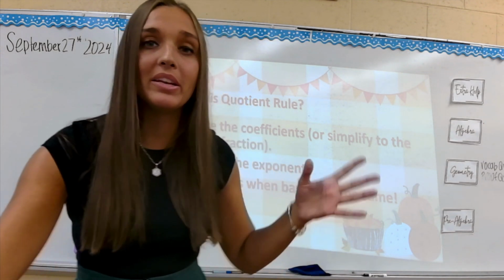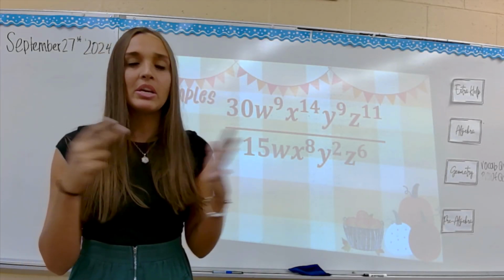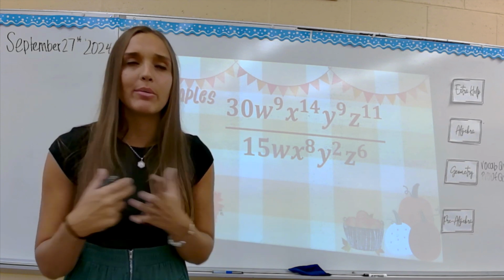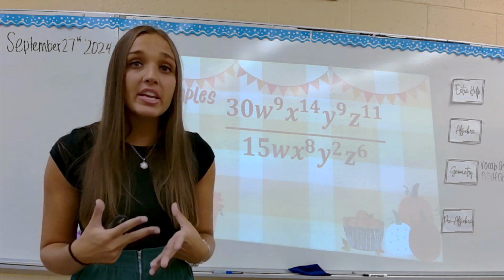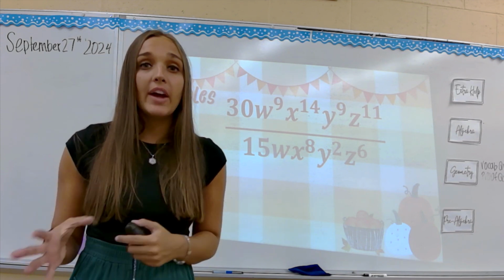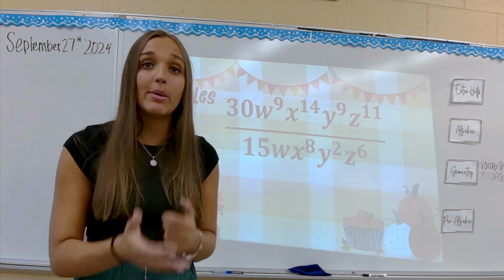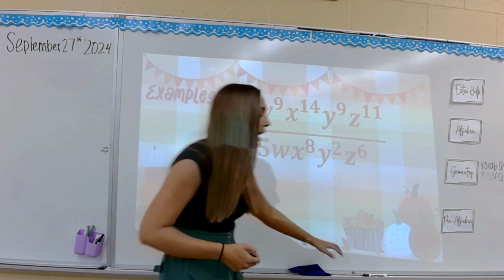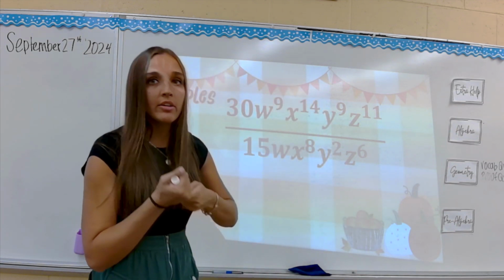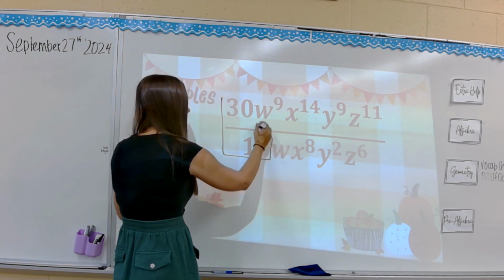So let's try a problem and put that dance into effect. We have this problem, and look at all those wild variables and coefficients and bases and everything. We're like, what am I going to do here? It looks scary at first, but let's break up what we have to do. So we're dividing our coefficients. Our coefficients are the number in front of our variables. So our coefficients are going to be the 30 and the 15. I like to box off what I'm working with. So I have 30 and 15.